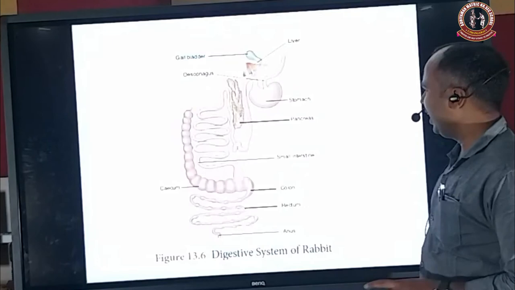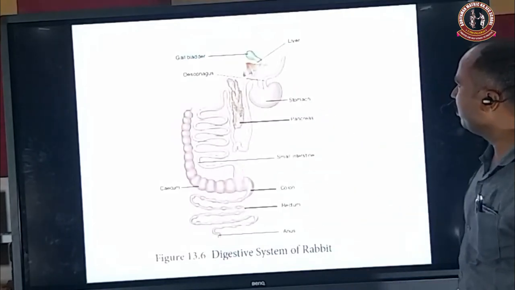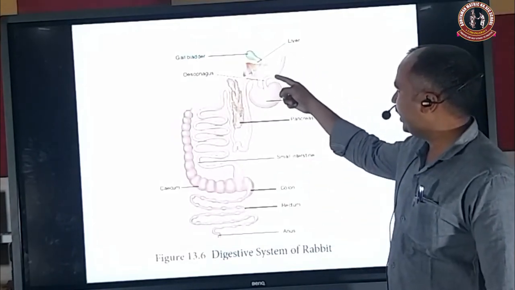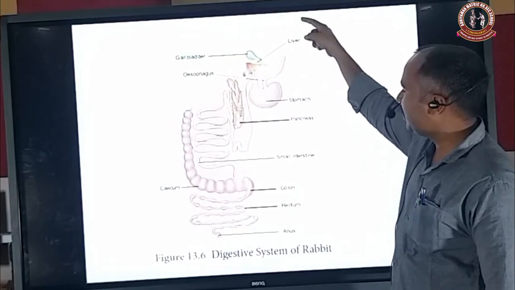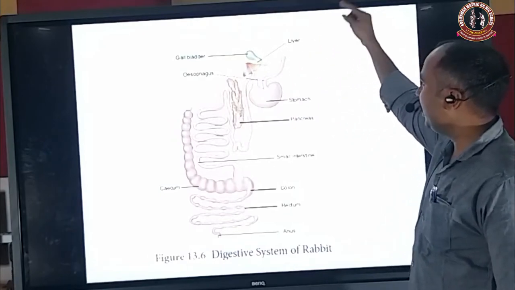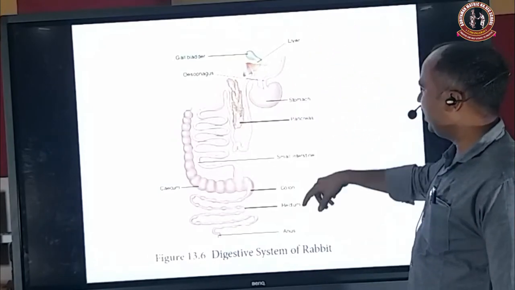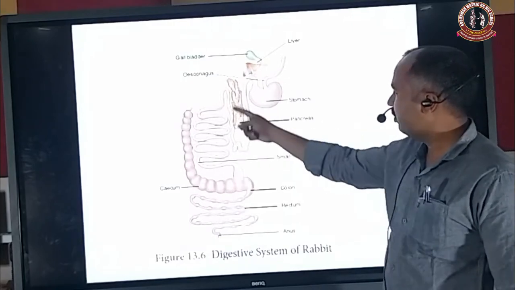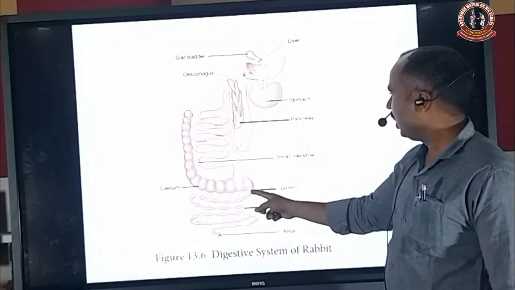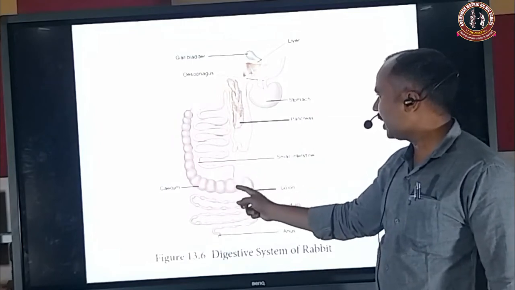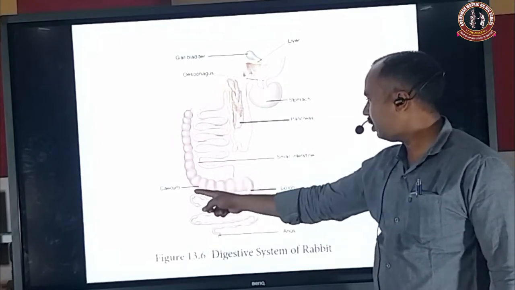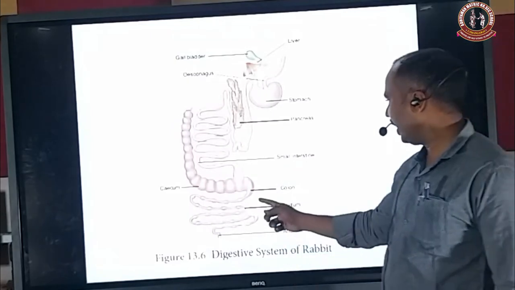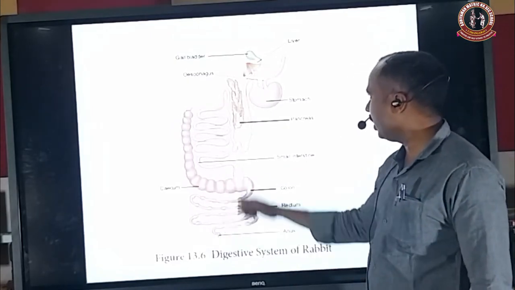This is the structure of the digestive system, starting with the esophagus. Before the esophagus are the buccal cavity, tongue, mouth and teeth. After the esophagus is the stomach, and then the small intestine begins. The small intestine is connected to the large intestine, with the cecum and colon, then the rectum, and finally the anus. Then the pancreas.